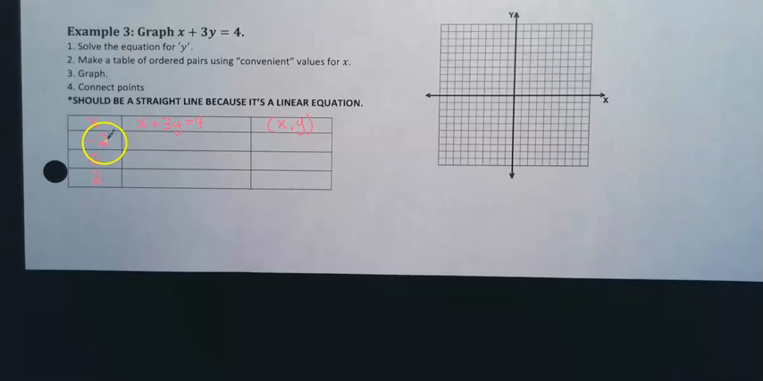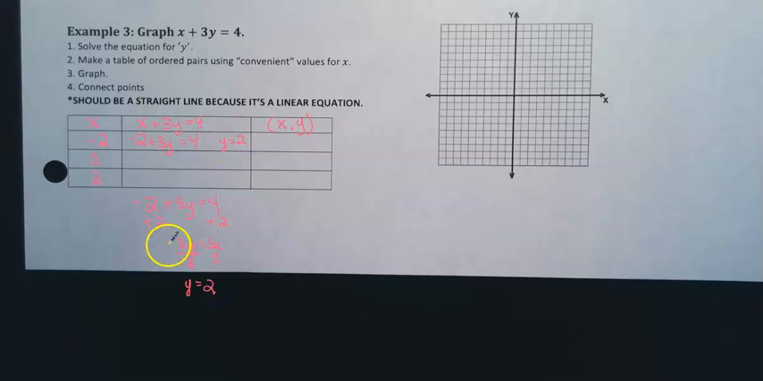So this is my x. If I plug my x in here, I'm going to have negative 2 plus 3y equals 4. Well, that doesn't tell me what y is, so now I have to balance this equation. Negative 2 plus 3y equals 4, so I would add 2. Then I would have 3y equals 6, divide by 3, and I would have y equals 2. So now I know here that y equals 2.